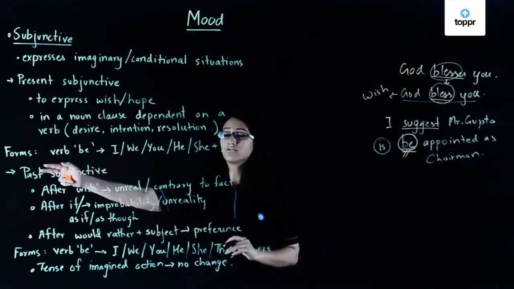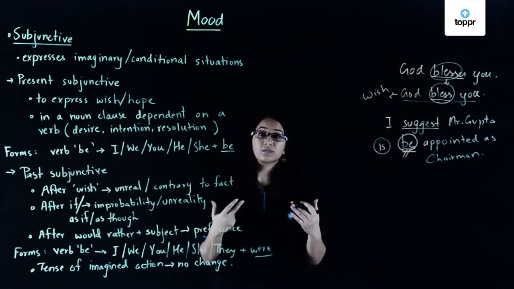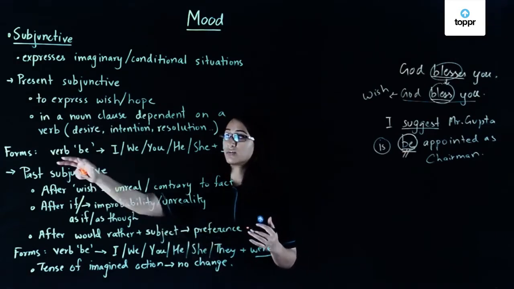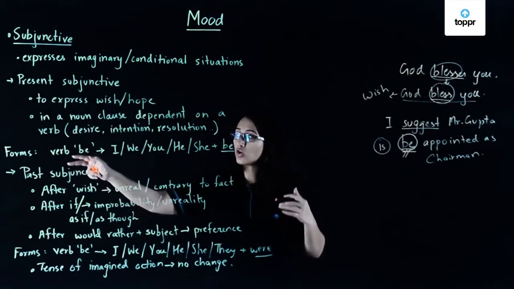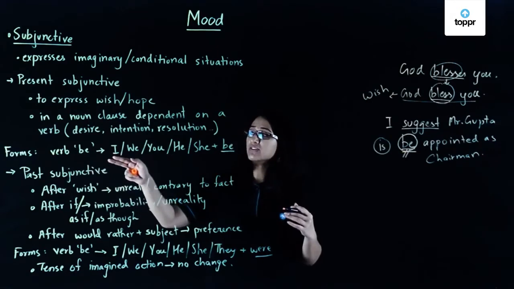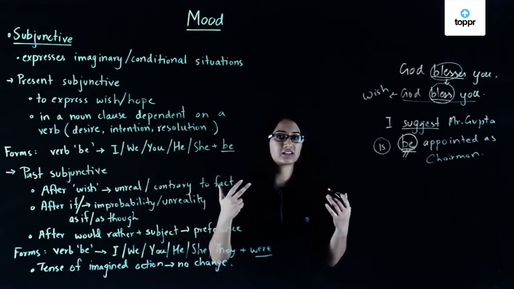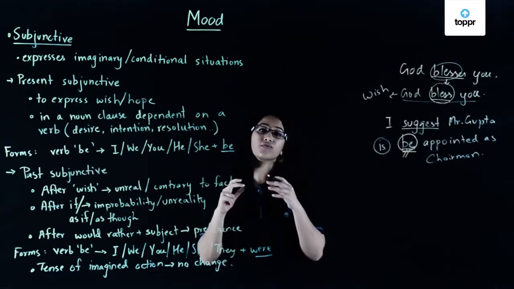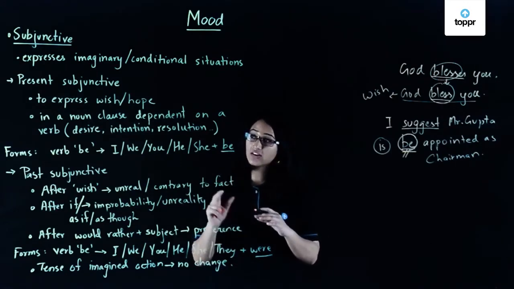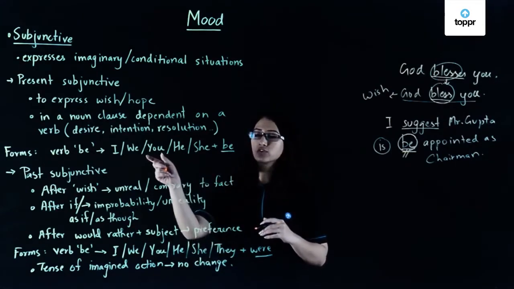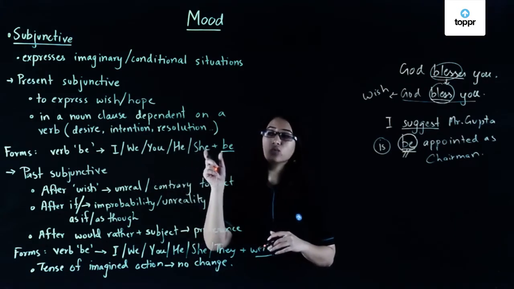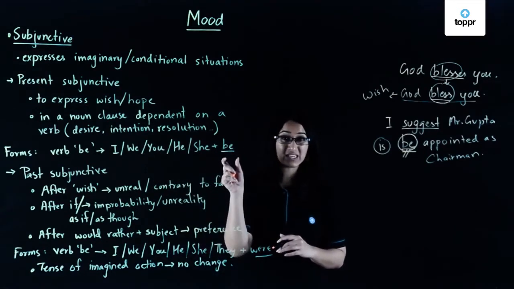Now, what are the forms of the verbs that we use in the present subjunctive mood? The verb to be will always remain be, even if you have I, we, you, he, she, they, etc. So regardless of the plurality or singularity or the person of your subject, you will always follow it up by be.